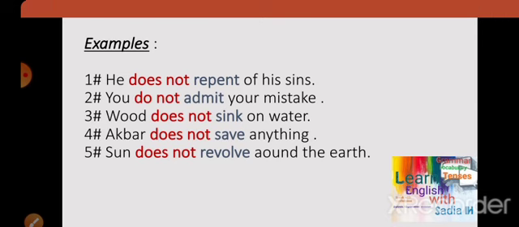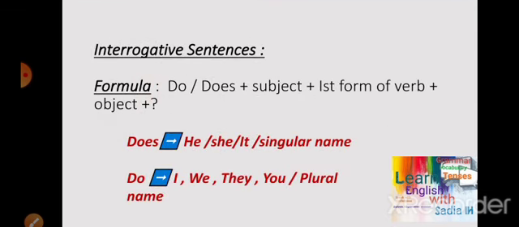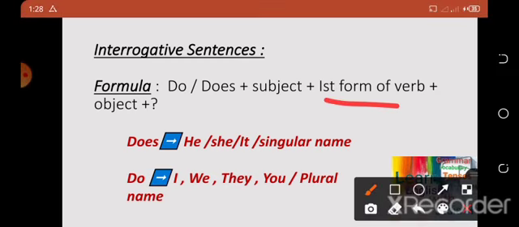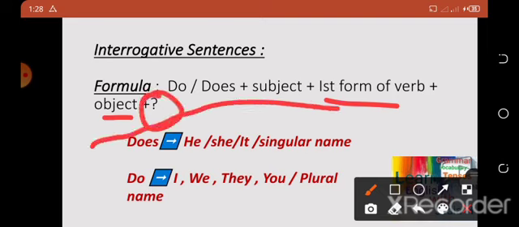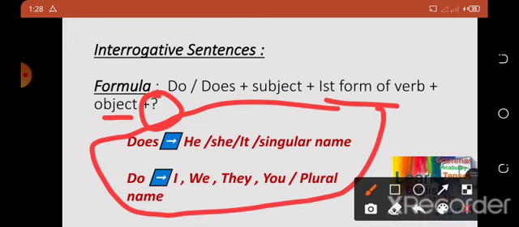Now coming towards interrogative sentences. In interrogative sentences, the formula is that you have to add do or does before the subject, and after the do or does you have to add the subject, then the first form of the verb, and then the object. And don't forget the question mark. You have to add the question mark. Here is again the reminder of where we add do and where we add does.